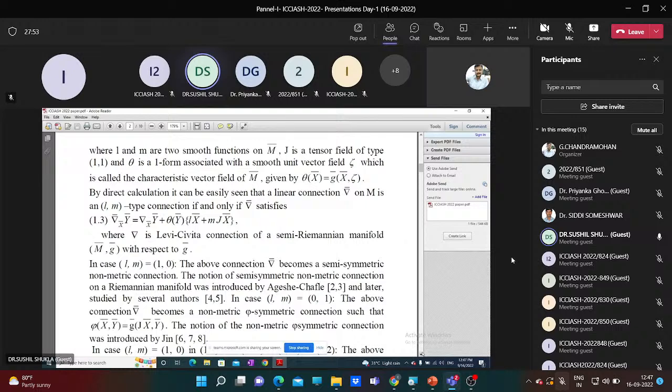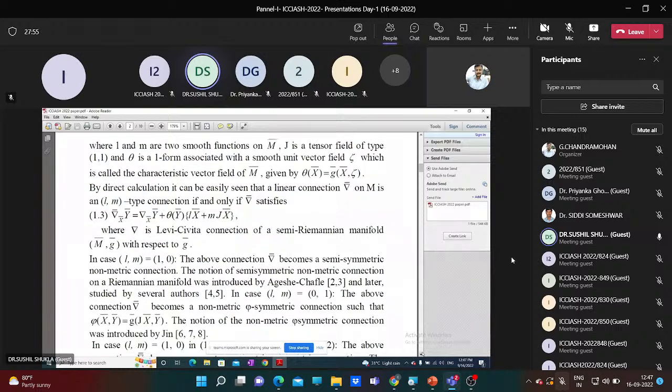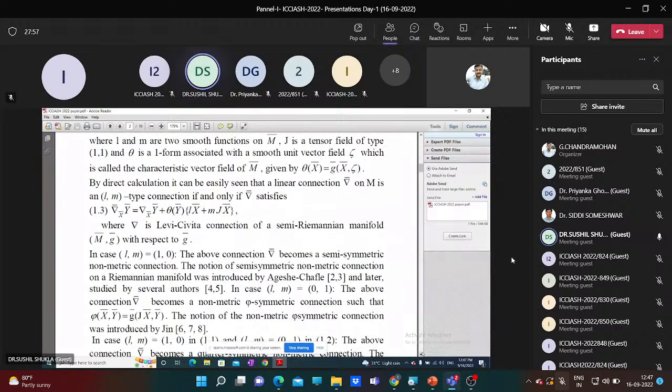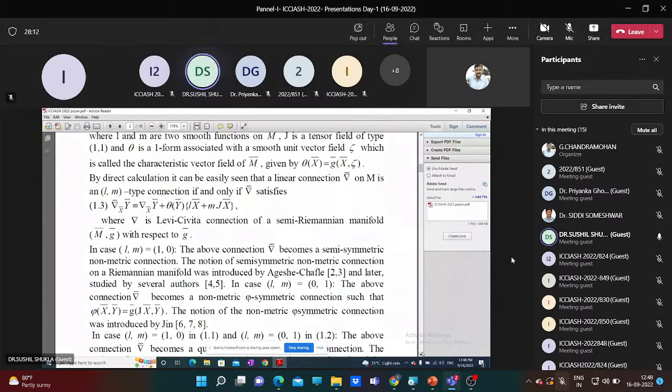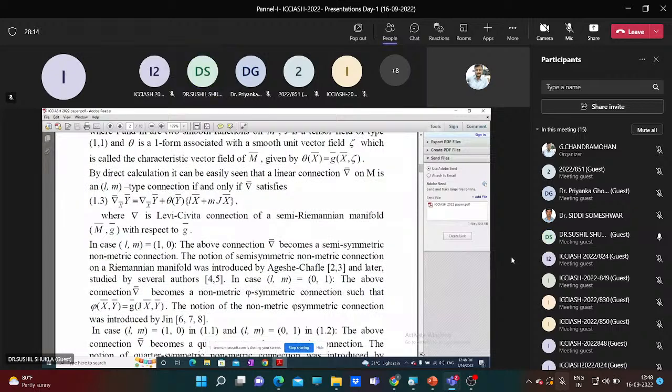And in case we take L equal to 0, M equal to 1, then the above connection becomes a non-metric φ-symmetric connection such that φ(X̄, Ȳ) = ḡ(JX̄, Ȳ). The notion of non-metric φ-symmetric connection was introduced by Jin in his paper.